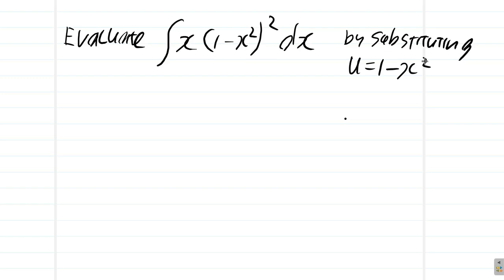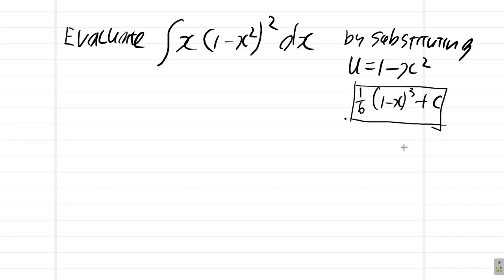Evaluate the integral of x times (1 minus x squared) all squared, that's the 1 minus x squared alone squared, dx, by substituting u equals 1 minus x squared. Write this down, pause the video, and work it out. Now, I've worked this out before. What I got for the answer was 1/6 (1 minus x) cubed plus c. So, see if you get that when you work it out.